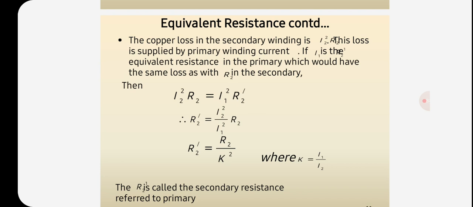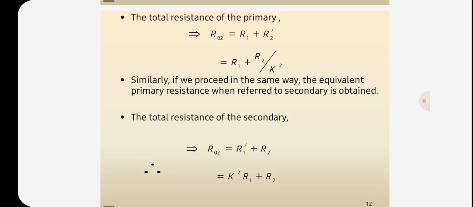Now referred to secondary: when the primary resistance R1 is transferred to the secondary, it is multiplied by K square. Then it is known as equivalent primary resistance referred to secondary and is denoted by R1 dash. So equivalent primary resistance referred to secondary, R1 dash, is equal to K square R1.